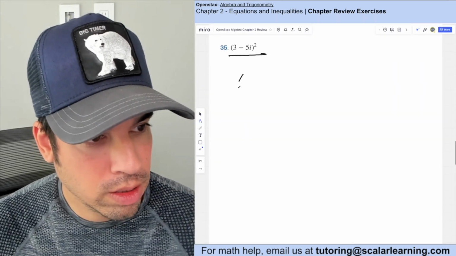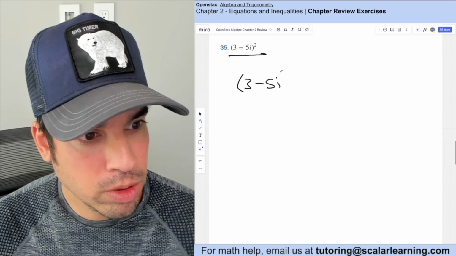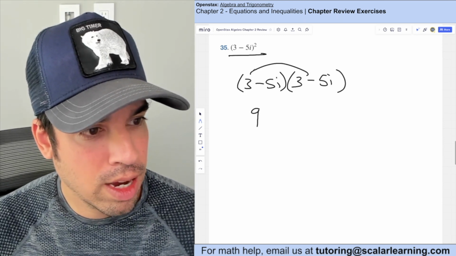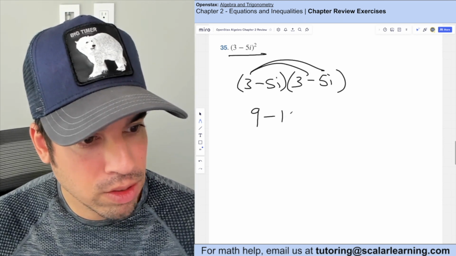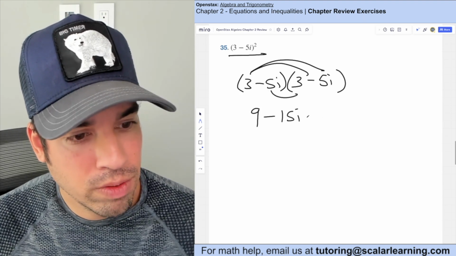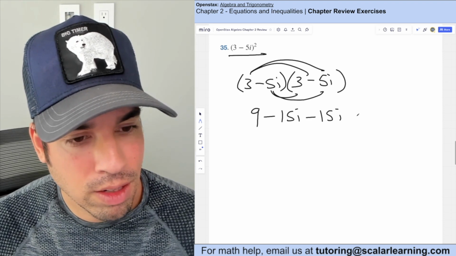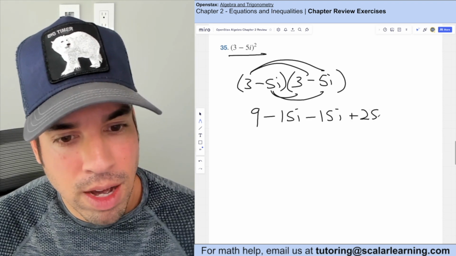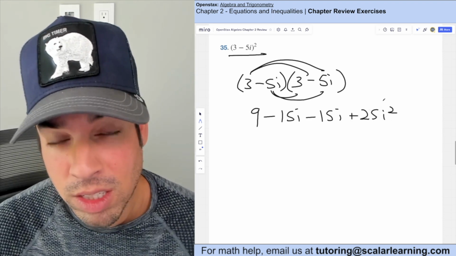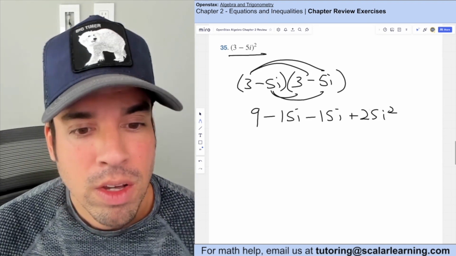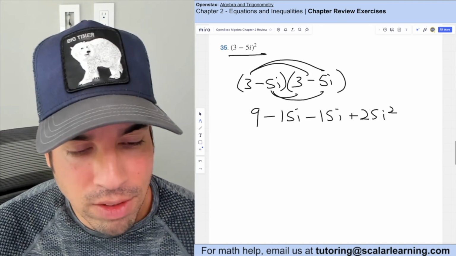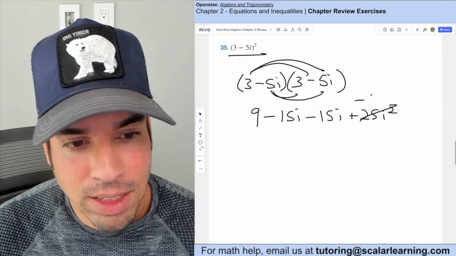Boom, done. Here we're going to FOIL this guy, so I'm going to write it out as two binomials. Then we're going to go 3 times 3 is 9. 3 times -5i is -15i. Again, we've got another minus 15i, and then we got negative 5i times negative 5i. That's positive 25i squared. But here's where it gets interesting. i is the square root of negative 1. So i squared is actually negative 1 times 25 is negative 25.